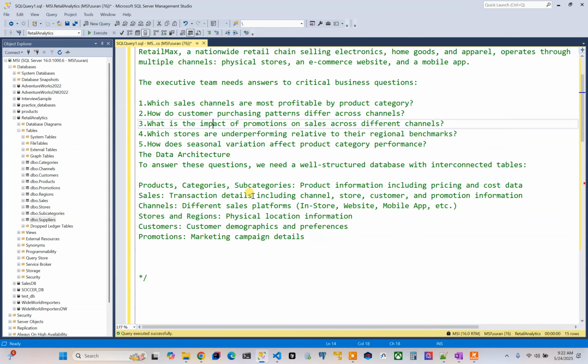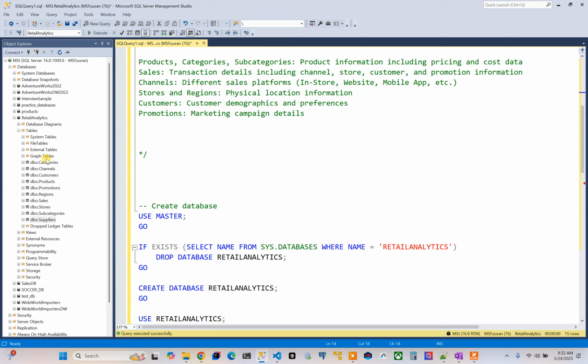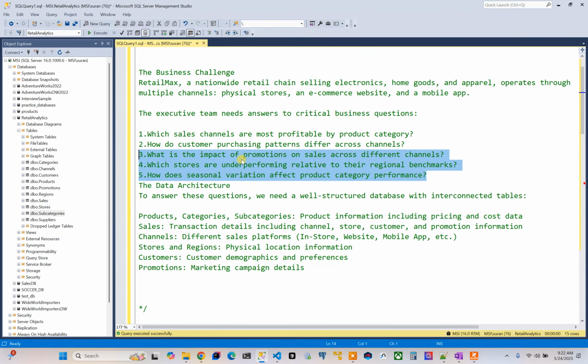So we have different tables on the left hand side. You can see the category, channel name, customer, product, promotion, region, sales, store, subcategory, suppliers. These are the five business questions they are asking, and right now I will address the first question: which sales channels are most profitable by product categories.